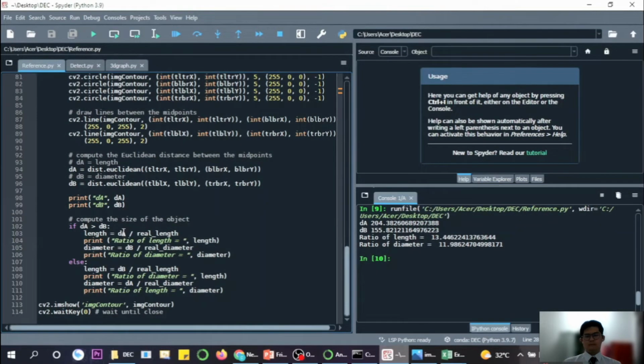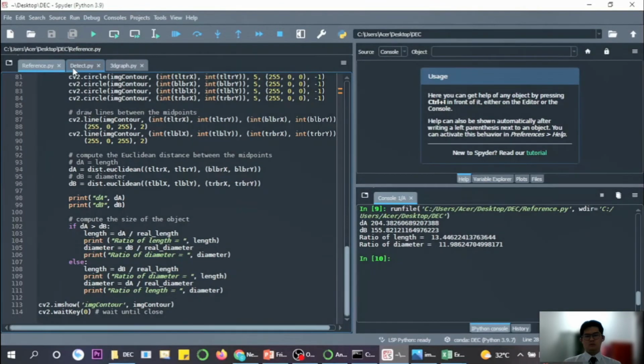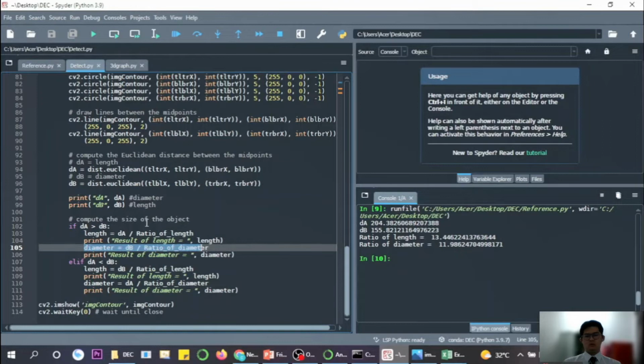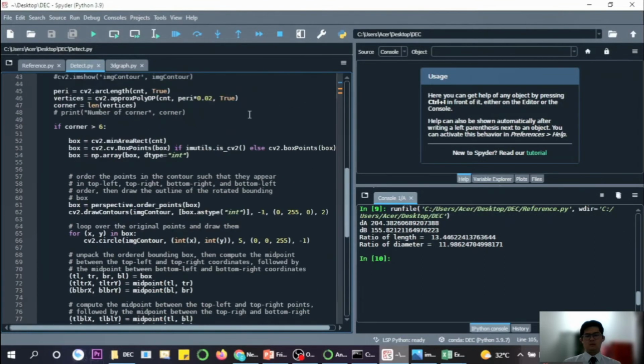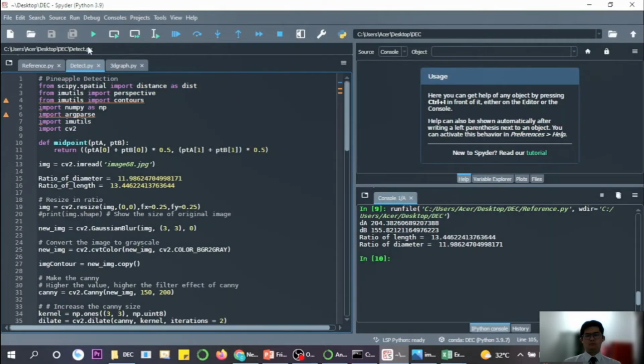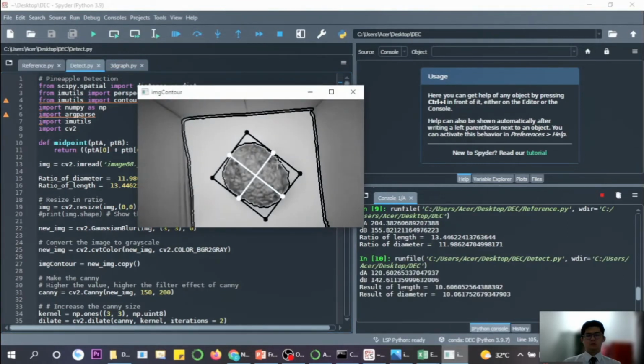So in the reference, dA is divided by the real length, and in the detection, dA is divided by the ratio. This equation gives the predicted value of the length and also the diameter. So let's run the code. The image we select is image 68. From the result, we can see that the predicted length is 10.6, and the predicted diameter is 10.06.